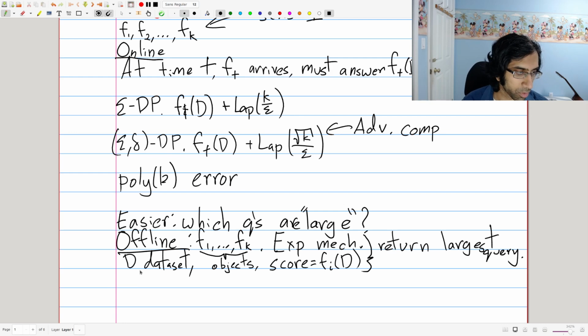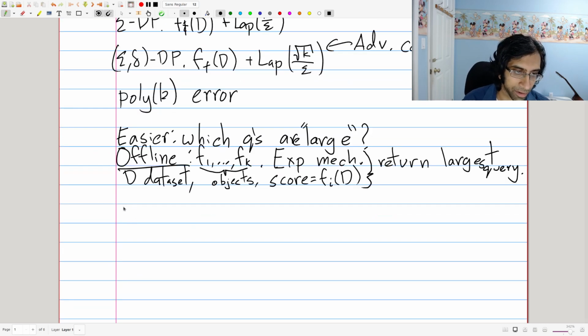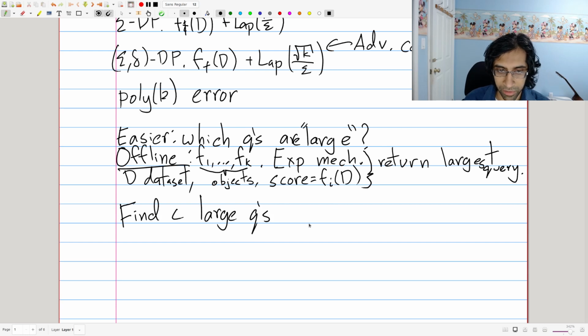So roughly, what I'm saying is that if there were C large ones which we were trying to find, we can find C large queries, and the cost of doing this would be C log K over epsilon. Where did I get this from? Well, essentially, I'm just saying run it iteratively. Sorry, let's just ignore the C for now. If the C wasn't here, then this would be the cost of doing the exponential mechanism once.